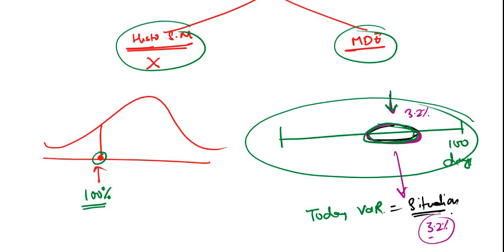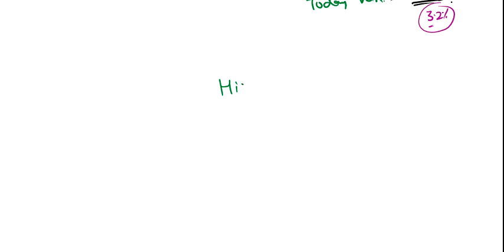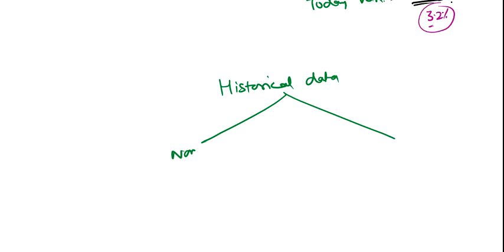Clear? Though we are using the historical data, the approach is different. We are using the historical data in both the parametric approach as well as the non-parametric approach, but the difference is how we are actually using the data.